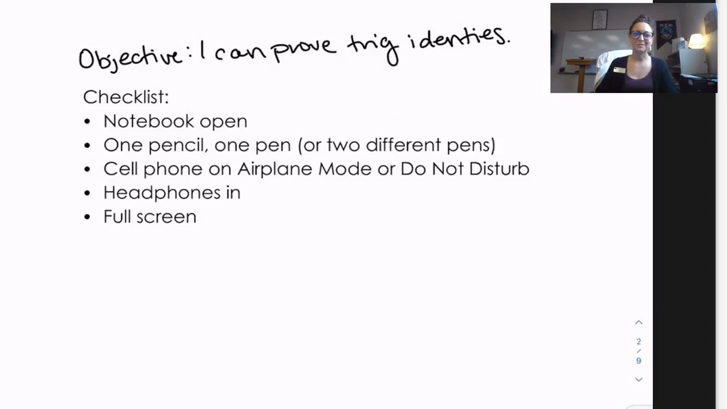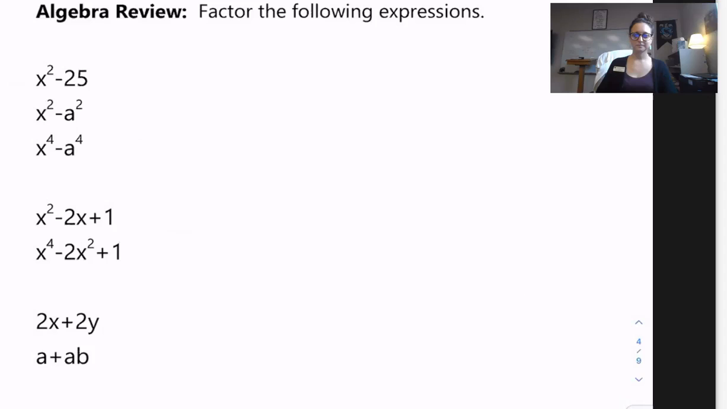Welcome back, Pre-Calc. Our objective today is going to be to prove some trig identities. I'm going to force a pause on your screen. You know what to do from here. Alright, I'm going to force another pause on your screen. Can you go ahead and factor these expressions to the best of your ability? And then go ahead and press continue when you're ready to check your answers.